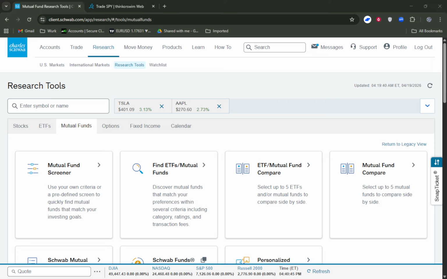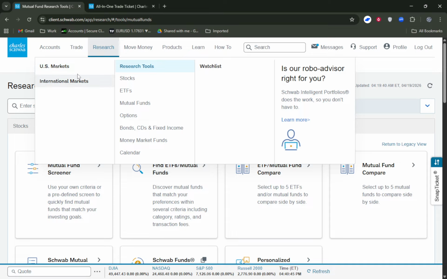Next, find the mutual fund you want. From the main menu, go to Research, then select Mutual Funds. Here, you can use the search bar if you already know a fund's name or ticker. Something like SWPPX is a common example.